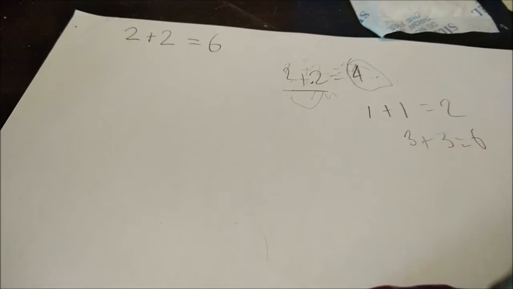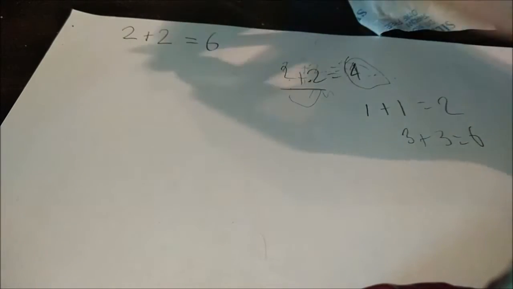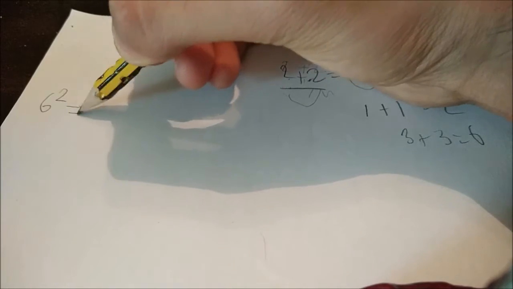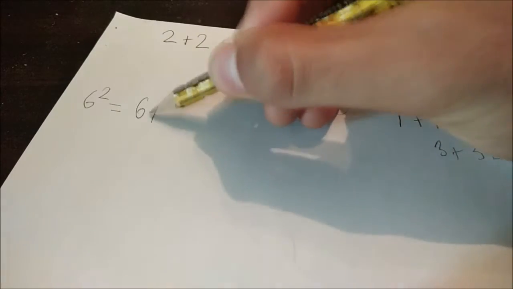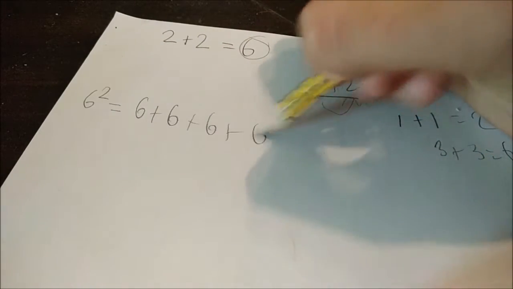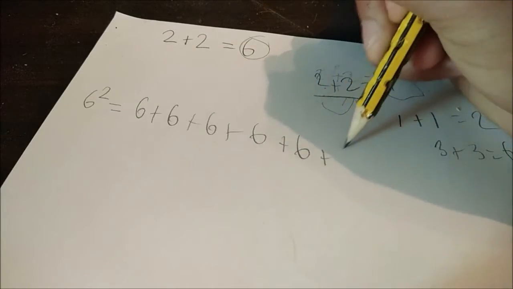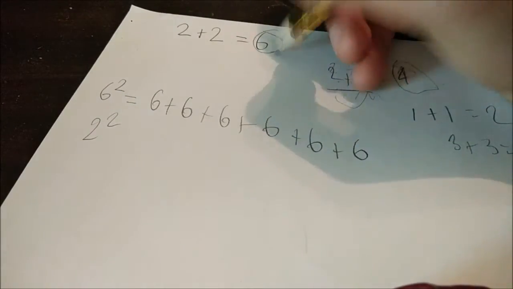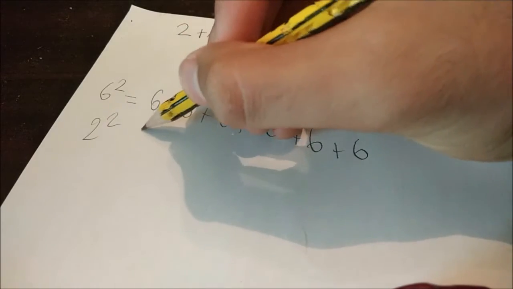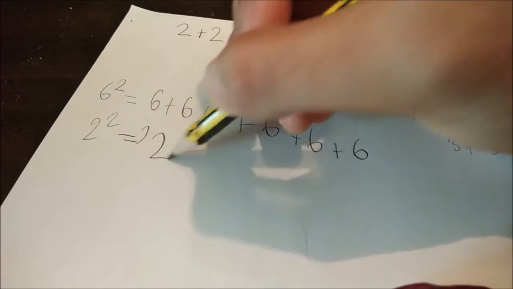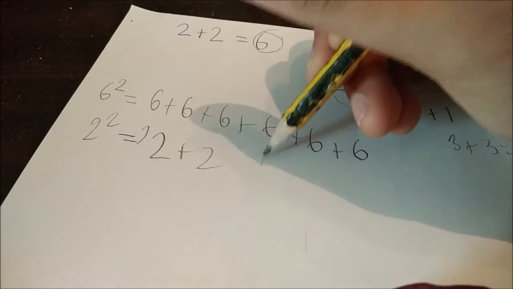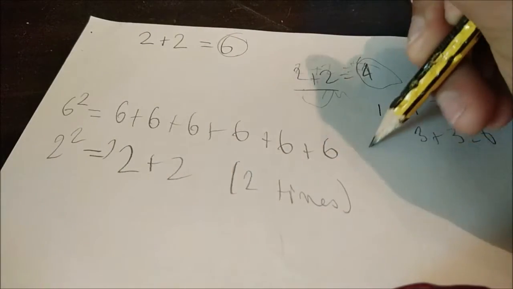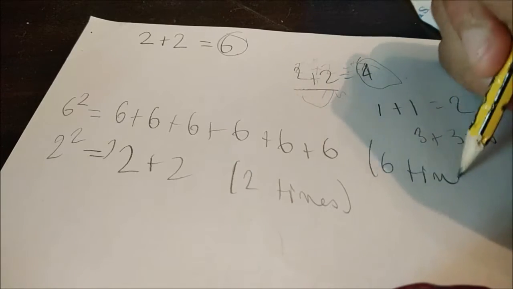So now the first thing one must keep in mind. For example, let's start with the number 6. 6 squared is simply 6 plus 6 plus 6 plus 6, so 6 times. And 2 squared, I'm just using 6 and 2 because that's given in the sum, 2 squared equals 2 plus 2. So while 2 squared is 2 times, 6 squared is 6 times.